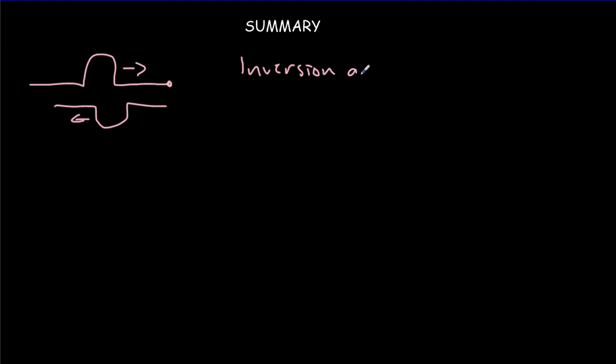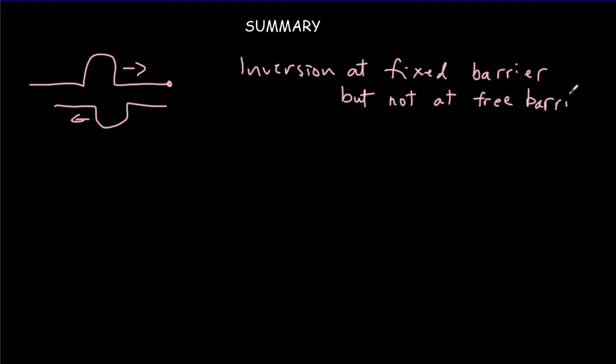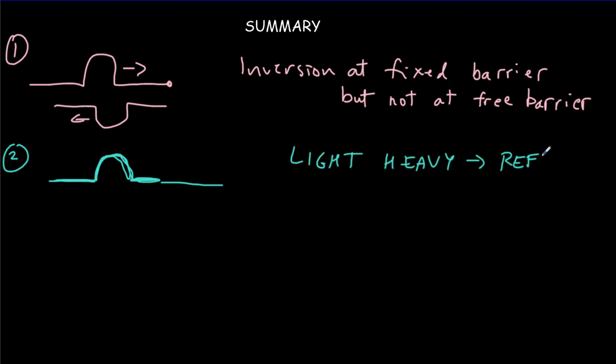Let's summarize the big ideas from the video. First idea was that if you sent a pulse into a fixed barrier, then the pulse would come back on the other side. It would be inverted. So you get inversion at a fixed barrier, but not at a free barrier. Second idea was if you went from light springs to heavy springs, you get an inversion on reflection. The reflected pulse is inverted.